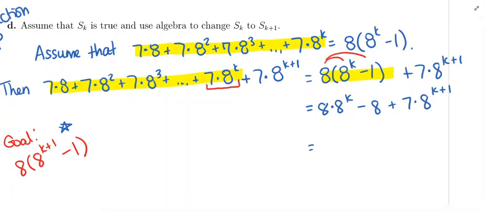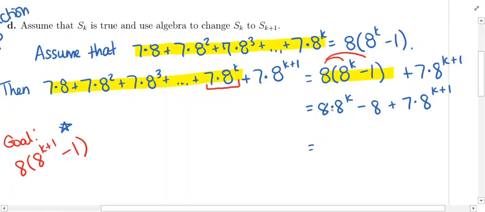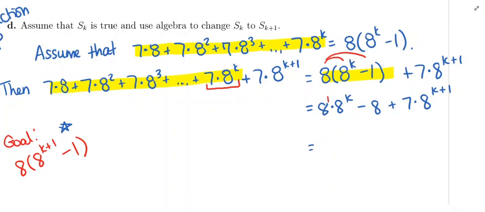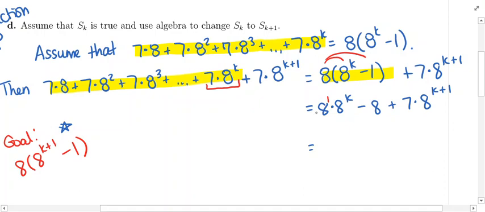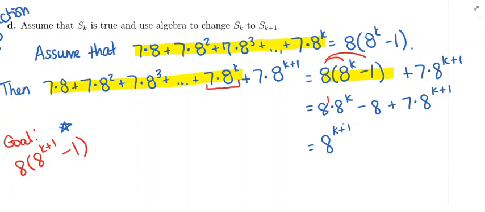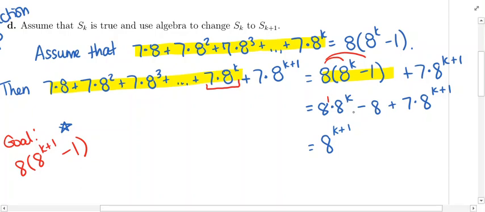Okay, when I look at this first term right here, 8 times 8 to the k power, I see a power of 8 times a power of 8. So the exponent on this first 8 is 1. When you have a power of 8 times a power of 8, you can combine them into 1 power of 8 by adding the exponents, okay? You need to go back to laws of exponents in section 4.5 if you need to, okay? Have a power of 8 times a power of 8, add the exponents, okay? Then you still have the minus 8 plus the 7 times 8 to the k plus 1, okay?